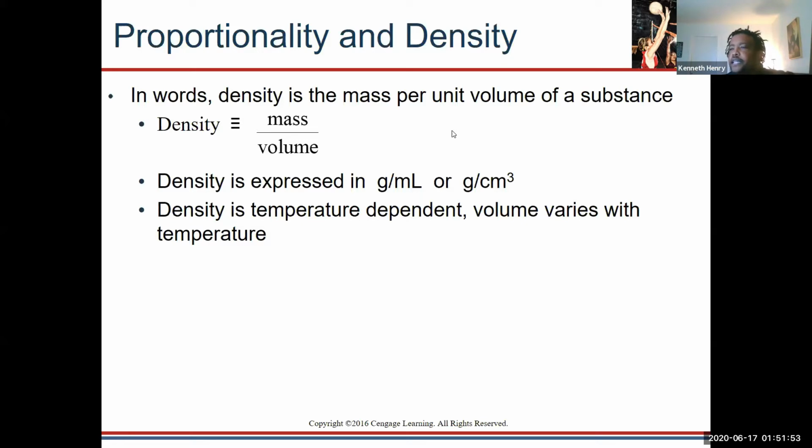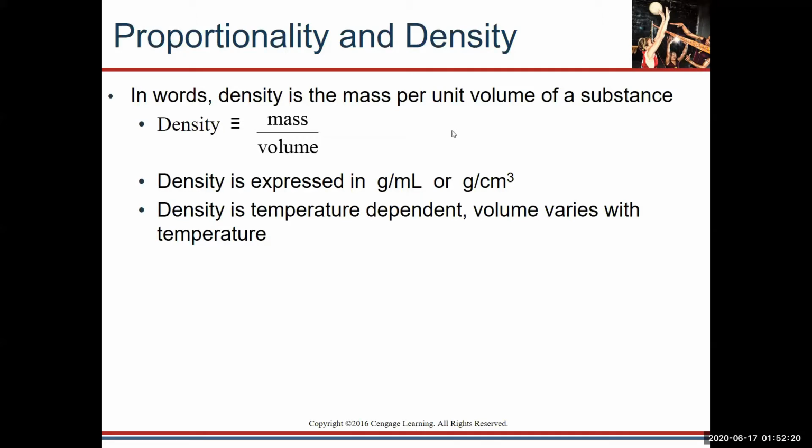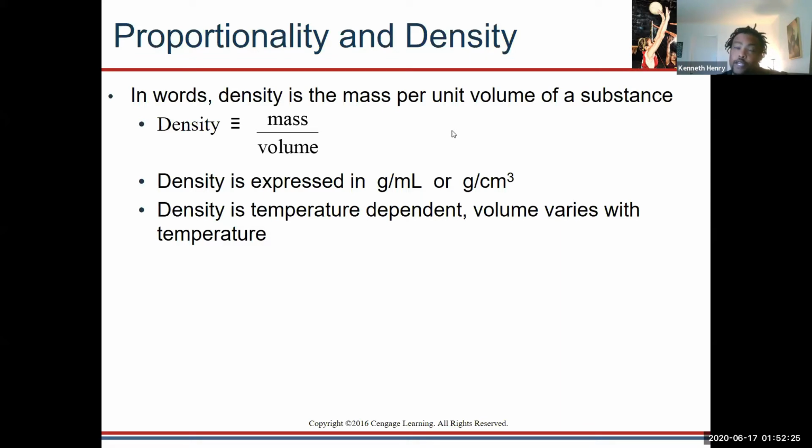And the last thing is that density is temperature dependent. So the density of ice is going to be different than the density of water. Would you guys agree with that? Yes. Okay. What is one way that we can determine that? Put ice in water. So what happens when we put ice in water? The ice floats. So that means is it more dense or less dense than water? It's less dense. Okay. Piece of cake?